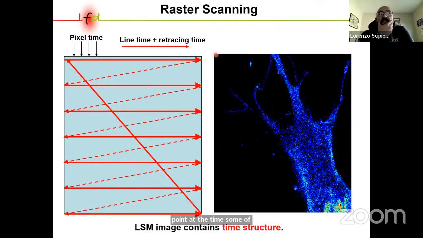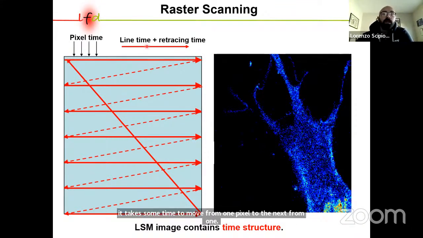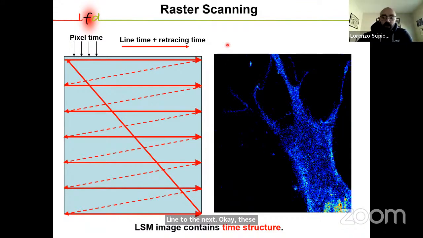So the point is that here we have a space and time structure in the image, because it takes some time to move from one pixel to the next, from one line to the next, okay? These are the two important parameters that you need to take into account for RICS: how much time it takes to go from one pixel to the next and from one line to the next.